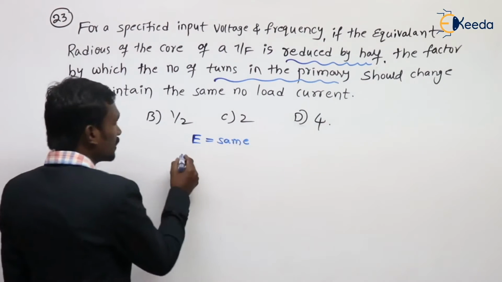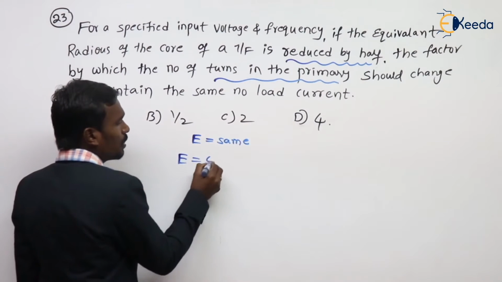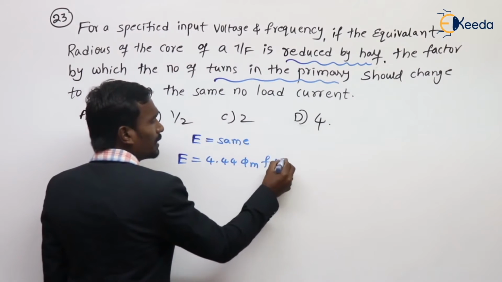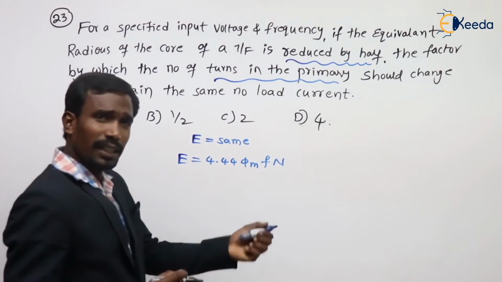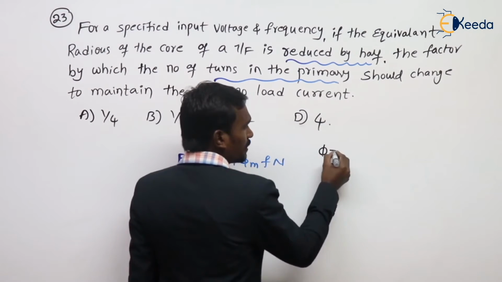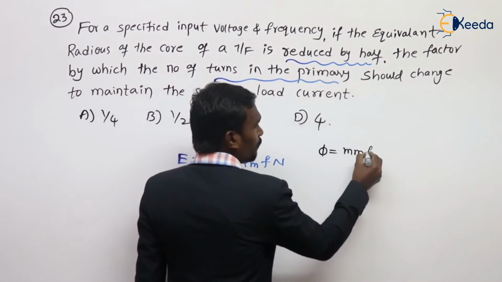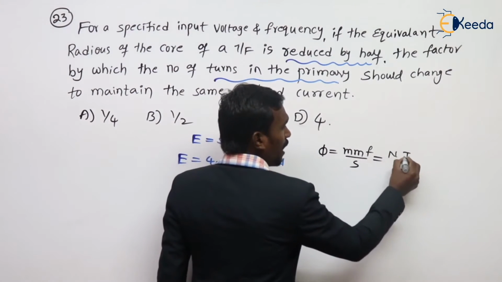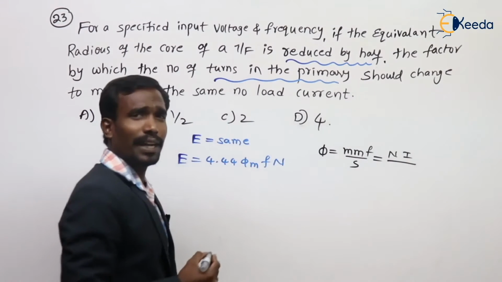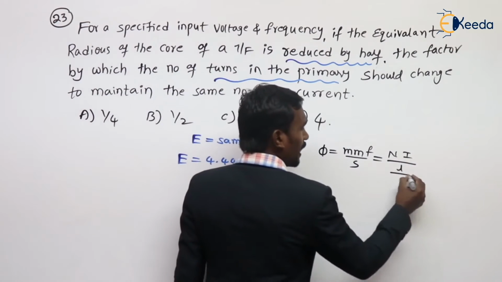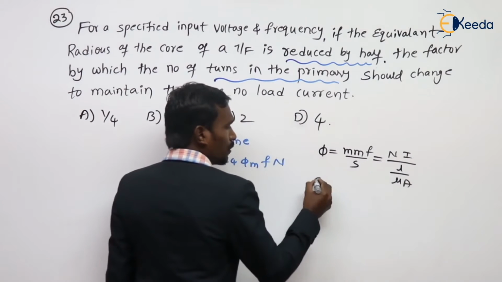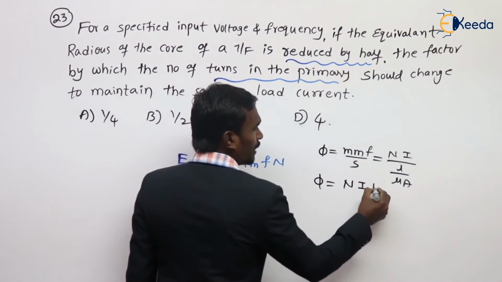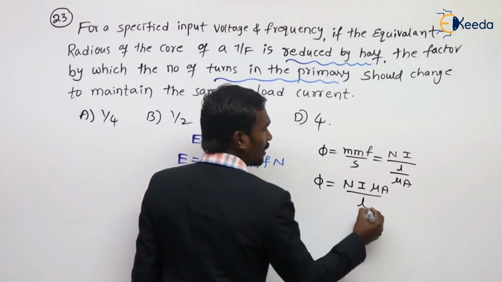So let's see what is the formula for EMF. E is equal to 4.44 phi m F N, but generally phi is equal to MMF by S. MMF is nothing but N into I. S is nothing but L by mu A. So phi is nothing but N I mu A by L.